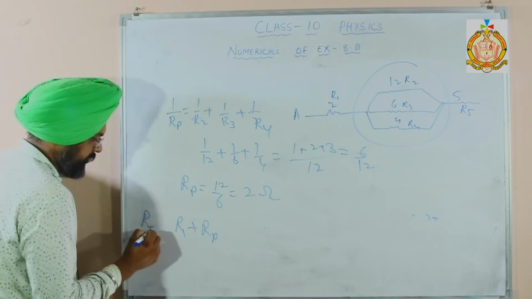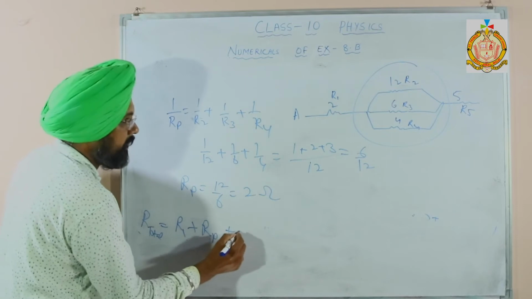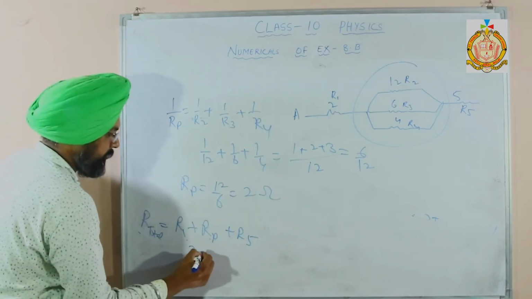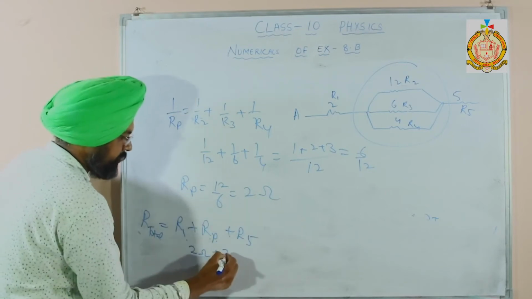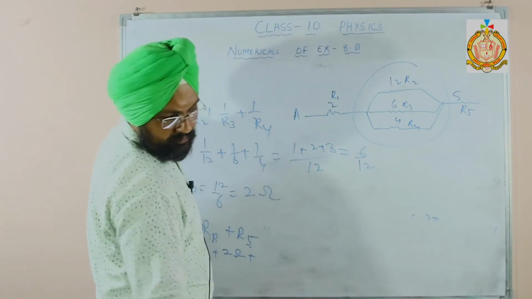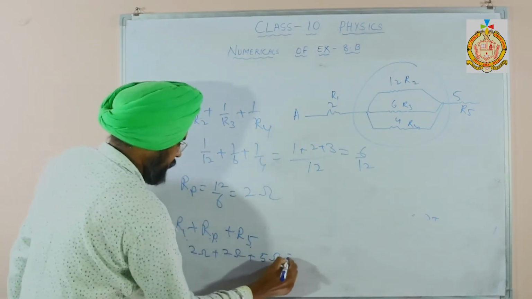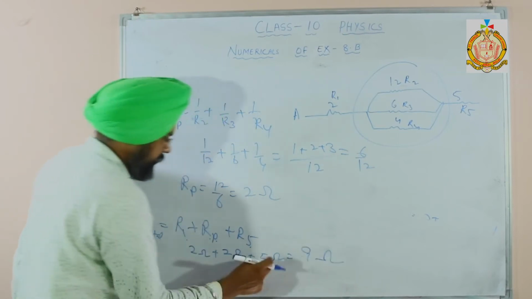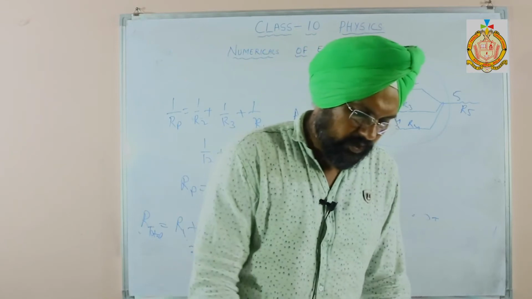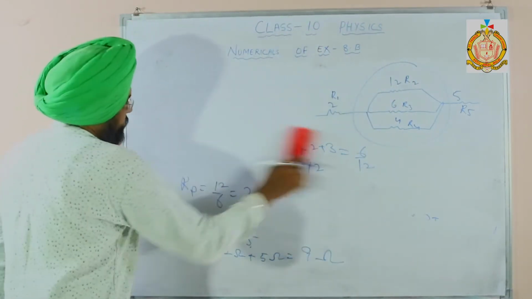Now R1 plus R parallel. The total resistance will be R1 plus R parallel plus R5. What is R1? 2 ohm. What is R parallel? 2 ohm. Plus R5, that is 5 ohm. Then what will be the total resistance? It will be 5 plus 2 plus 2, it comes to 9 ohm. So like that we can split the diagram.